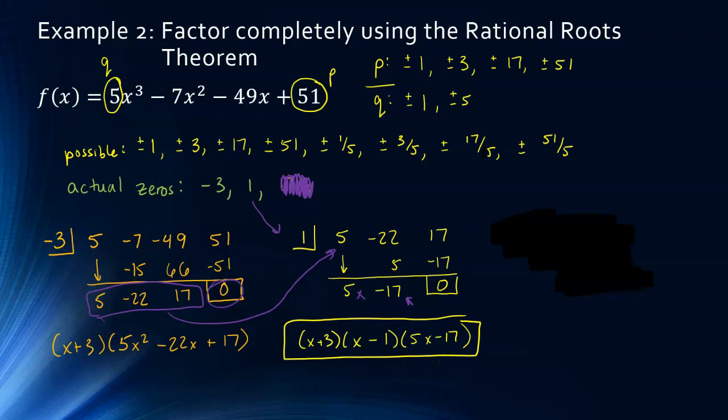And then if they asked me to find all the zeros, now I would list them out. So I'd set each of those factors equal to 0. I would get -3 and 1. And if I set 5x minus 17 equal to 0, I would get 17/5, which, if you notice, was one of them that we had here. But I wanted to go through and make sure you had the practice of using synthetic division to get this in factored form.